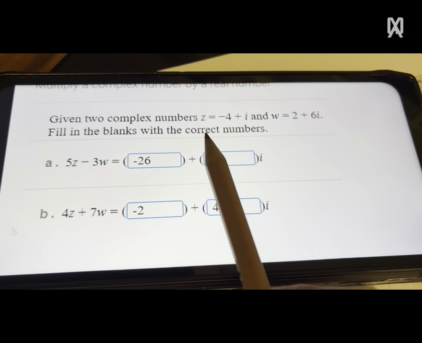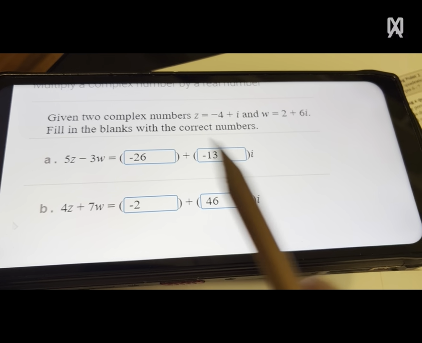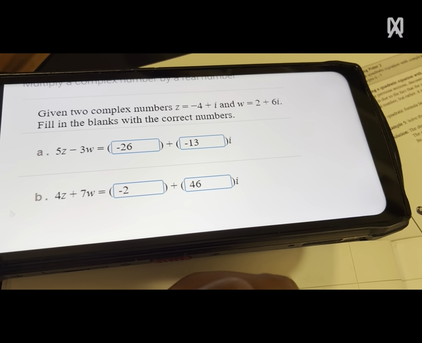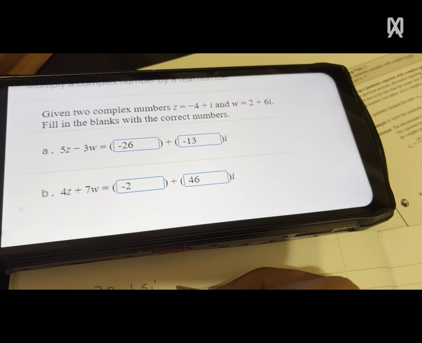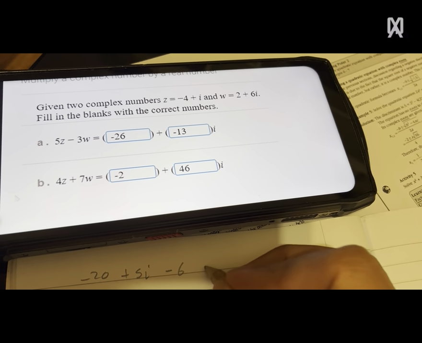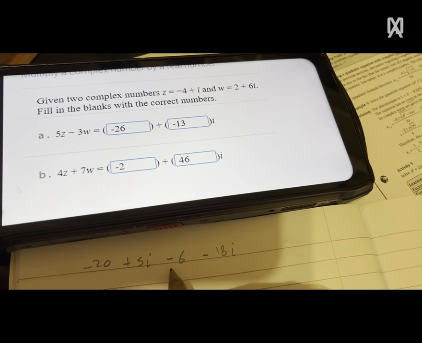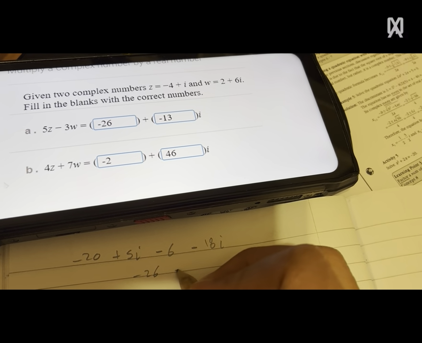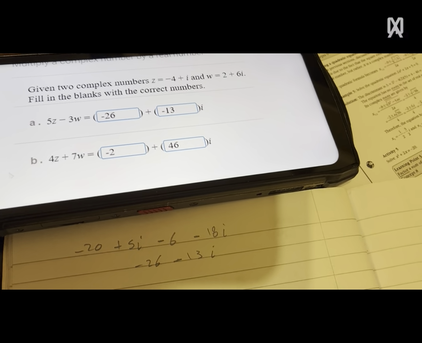Question 12, given two complex numbers z and w, he wants 5z minus 3w, so I will multiply 5 here, so minus 5 times 4 is minus 20, plus 5i, minus 3 times w, minus 3 times 2 is minus 6, minus 3 times 6 is 18i. Simplify, minus 20 minus 6, so minus 26, plus minus 18 plus 5, so minus 13i.